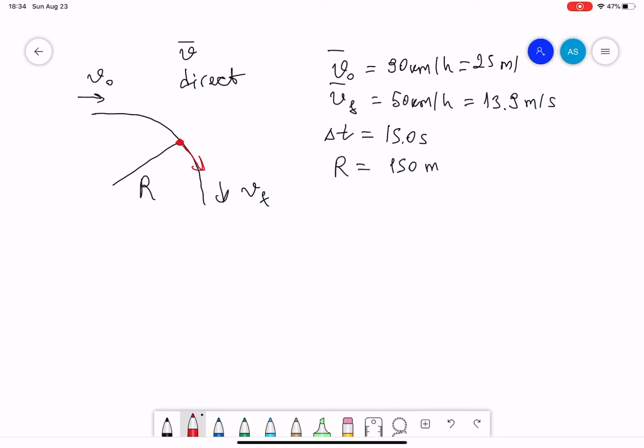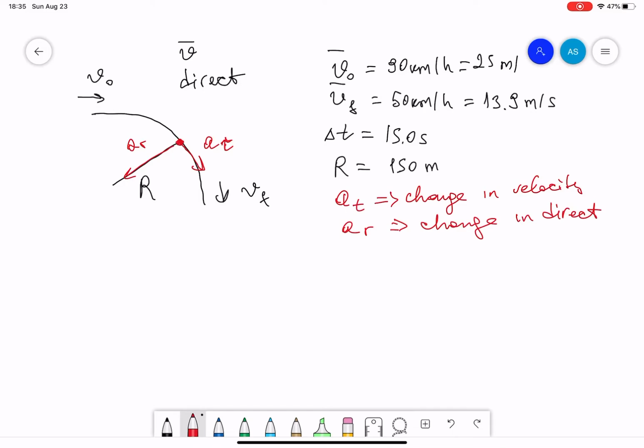For now let's just draw the arrow, and we'll call this one the tangential acceleration. Then we also have a radial acceleration. Now the question: what is the role of the tangential acceleration and the radial acceleration? Tangential acceleration is basically responsible for the change in velocity. Radial acceleration is responsible for the change in direction, because as you can see, the speed is changing and the direction is also changing.